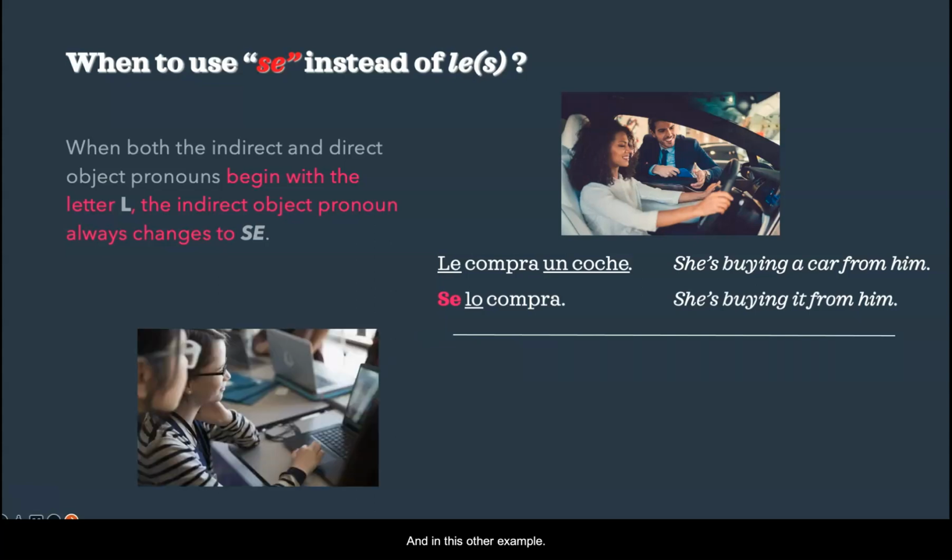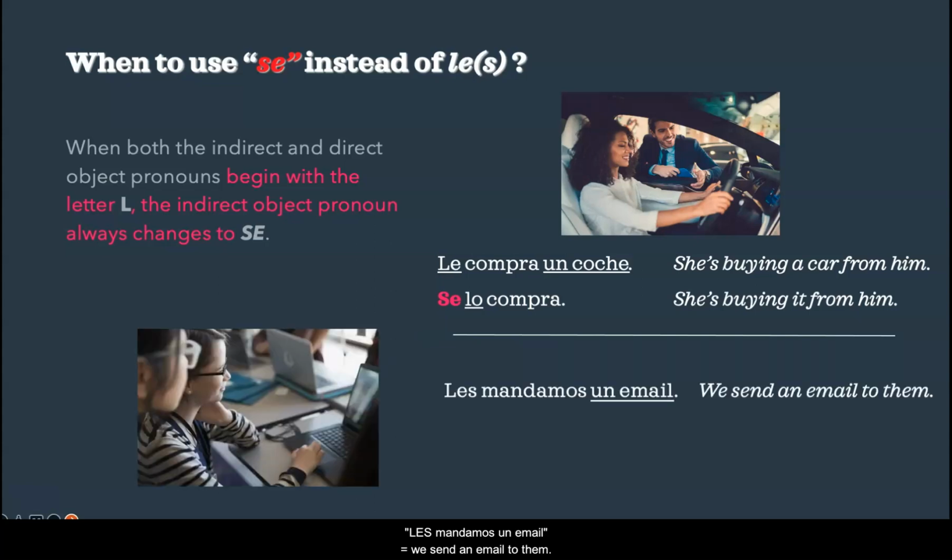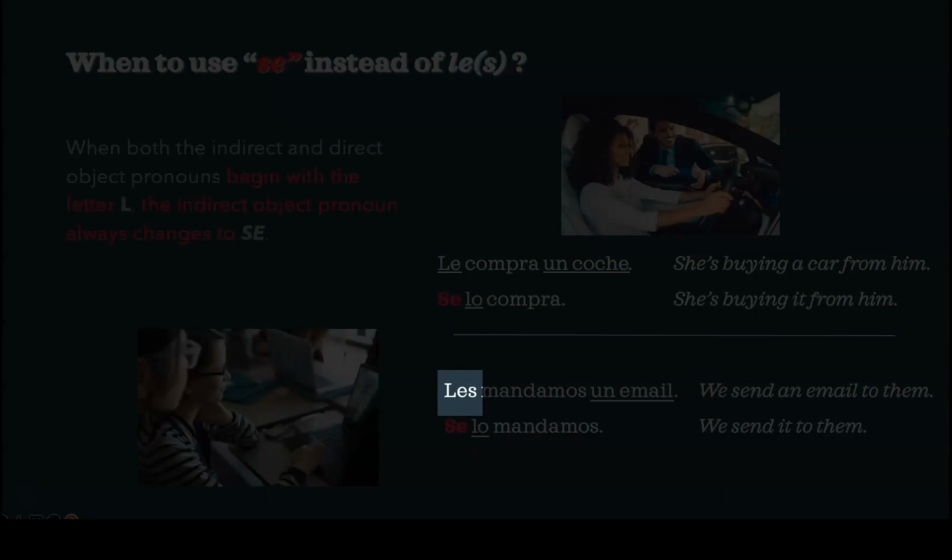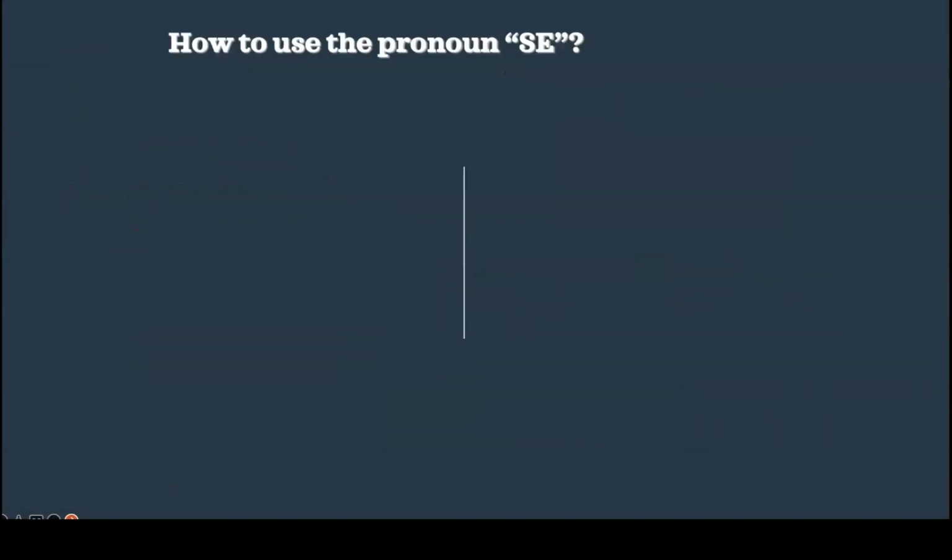In this other example, les mandamos un email, we send an email to them. If I were to replace un email next to les, it will be se lo mandamos. We send it to them. So the se replaces le or les.